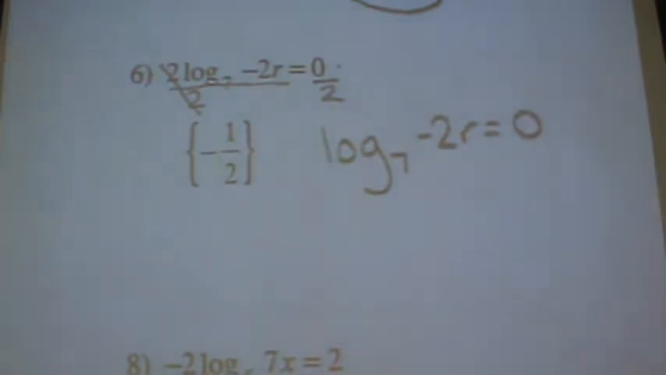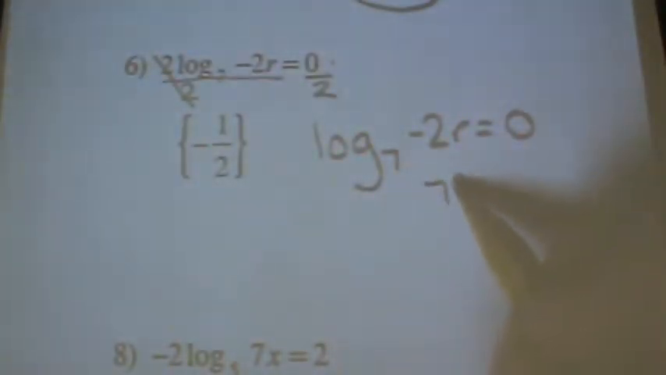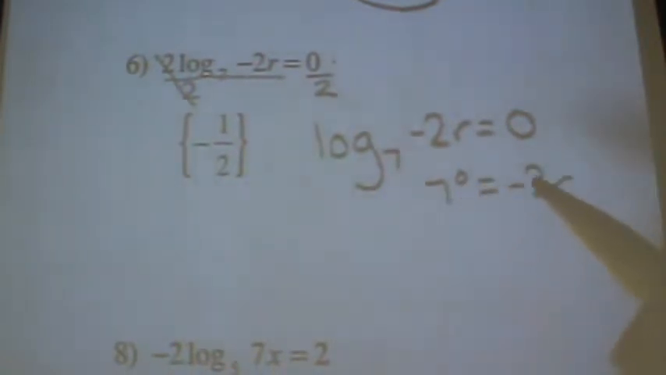Now this one you can't cross out that log base 7. So this is the second way to solve these. You want to rewrite this. It's in log form, rewrite it in exponential. So what is that going to look like in exponential form? 7 to the 0 power is equal to negative 2r. What's anything to the 0 power? 1.